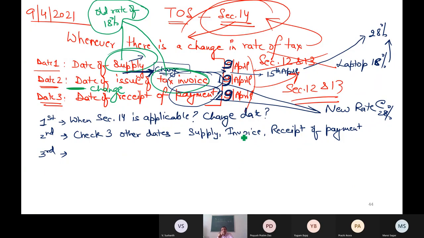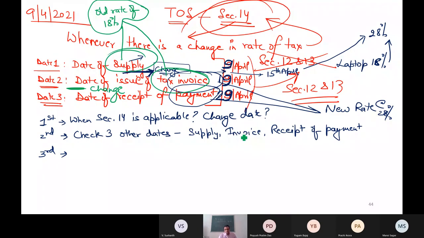How will you check which rate is applicable? Whenever out of these three, supply, invoice, or payment, any two events happen after the change in rate of tax, which is in blue color on the screen, then you apply the new rate. And if any two are happening before the change in rate of tax, which is in green color here, then you apply the old rate.